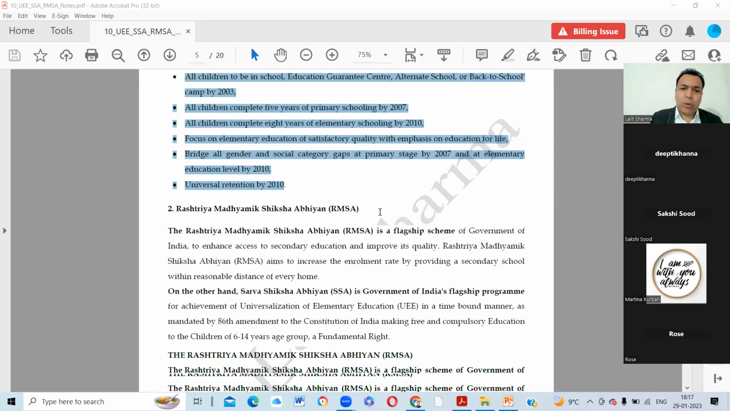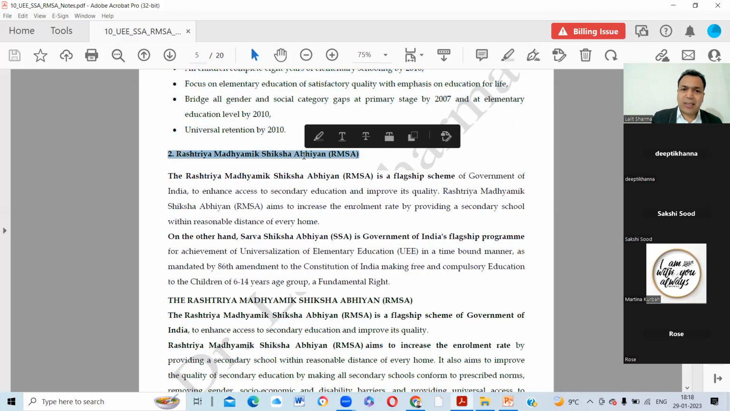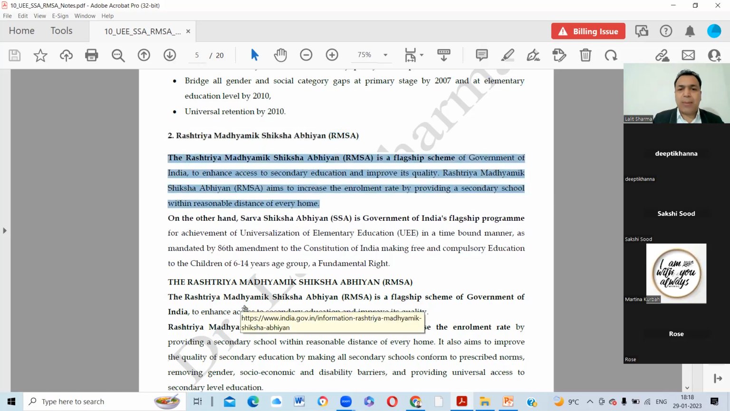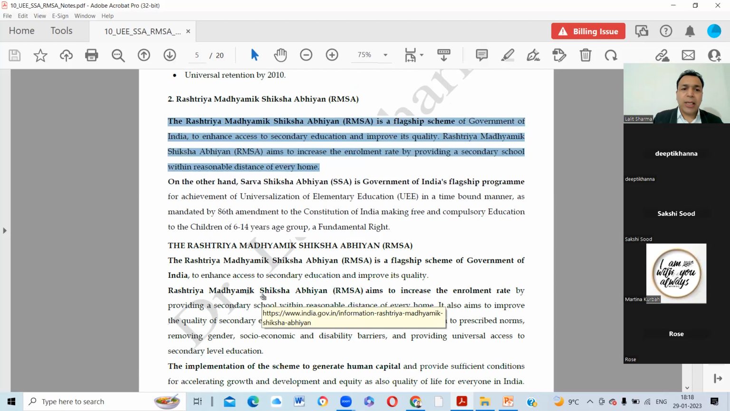Okay, we couldn't achieve it. Then RMSA, Rashtriya Madhyamik Shiksha Abhiyan program. Just like, guys, SSA is a program of elementary education, to give education to students from the age of 6 to 14 years old. But RMSA talks about secondary education, right? You can see that the Rashtriya Madhyamik Shiksha Abhiyan program is a flagship scheme of the Government of India to enhance access to secondary education and improve its quality.